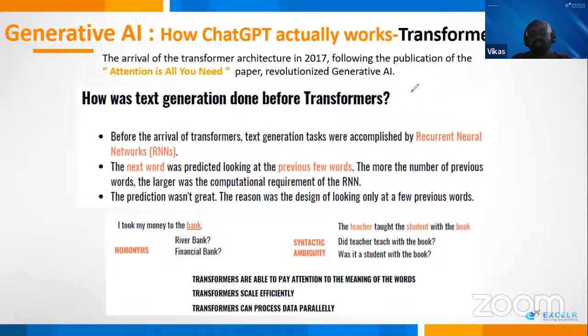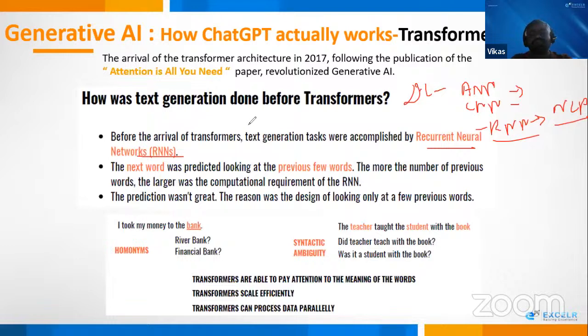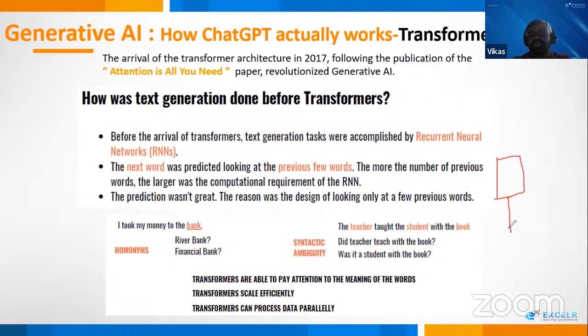So let's imagine what was happening prior to that. In deep learning, we have seen three kinds of neural networks: ANN, convolutional neural network, and recurrent neural network. Whenever we have sequential data processing like NLP-related tasks, they used to use the recurrent neural network, right? The recurrent neural network was used previously for text generation. It has this kind of architecture, where you input some text and it has something called a feedback loop.